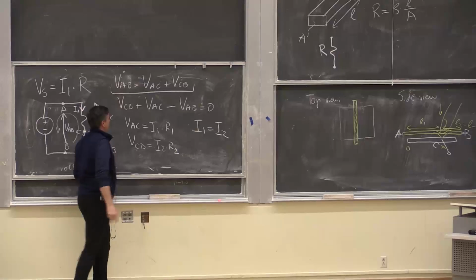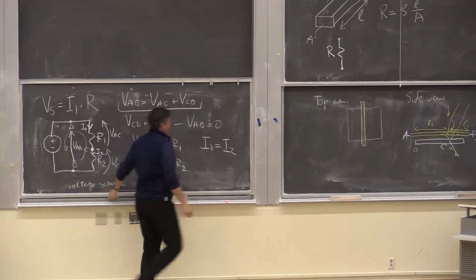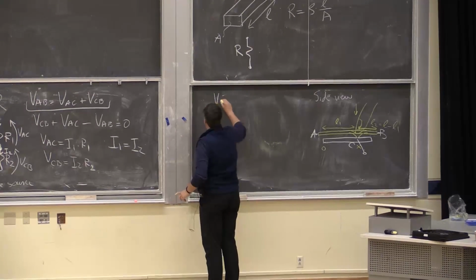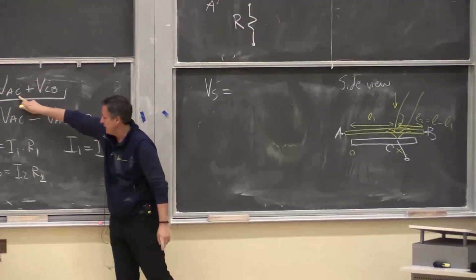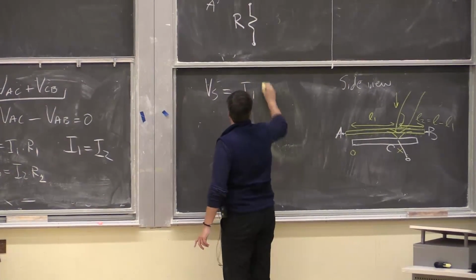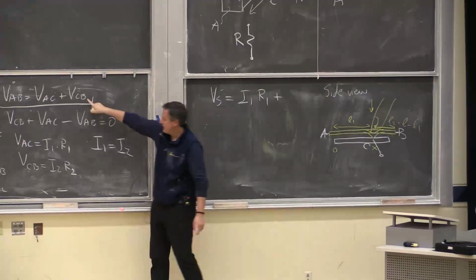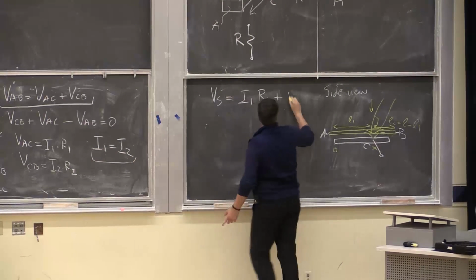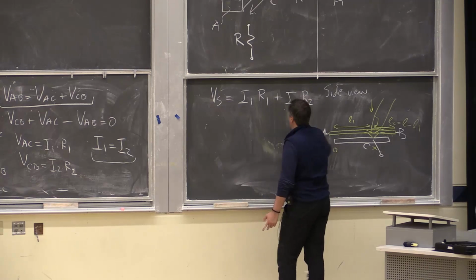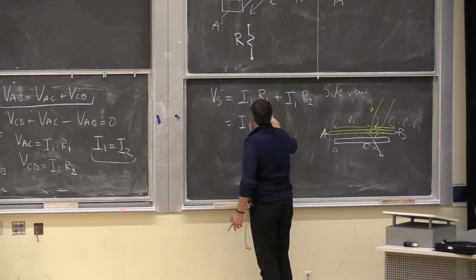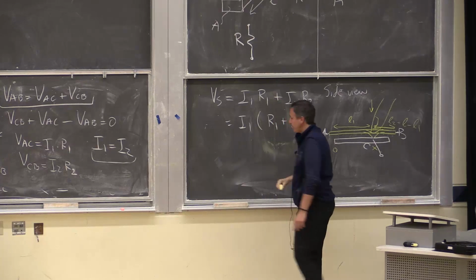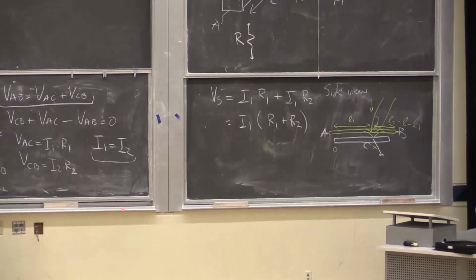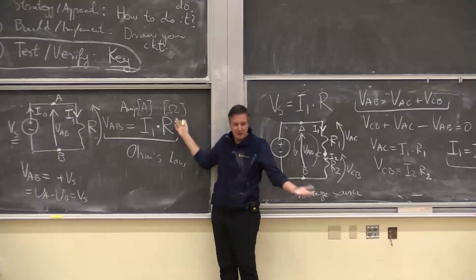So I can rewrite this equation. VAB, I'll write VS. VAC, I'll put I1, R1. And then VCB is I2, R2, but I will use I1 because they're basically the same, right? Now I can take out I1, just have R1 plus R2. This is kind of trivial. If you go back to what we did here, we know that this R is the sum of the resistances, right? So it's basically the same thing.